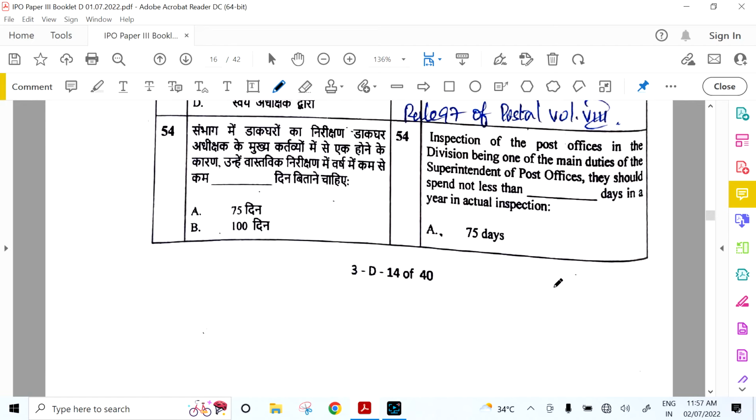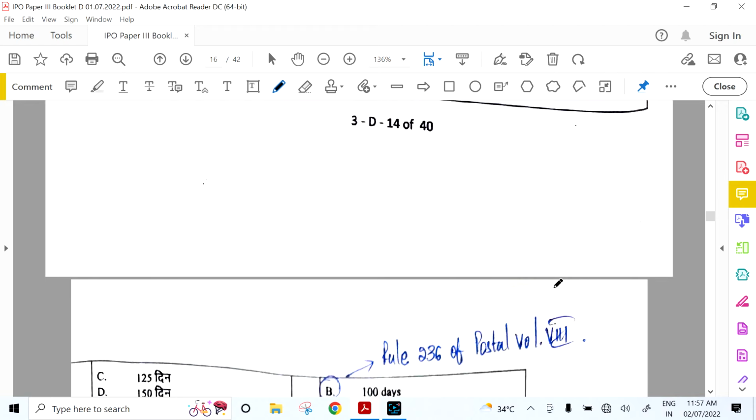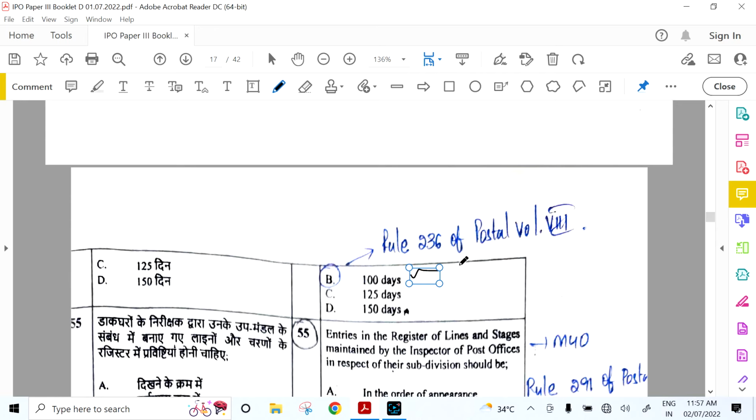Inspection of post offices in the division being one of the main duties of superintendent of post offices, they should spend not less than dash days in a year in actual inspection. It is 100 days as per Rule 236 of Postal Volume 8.